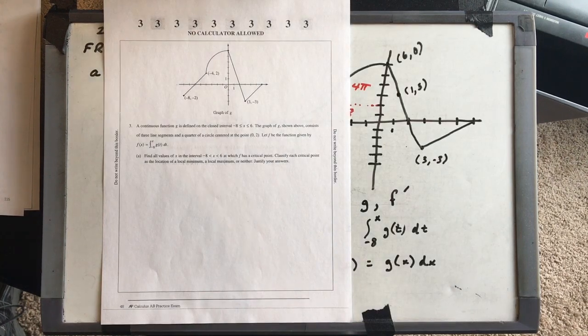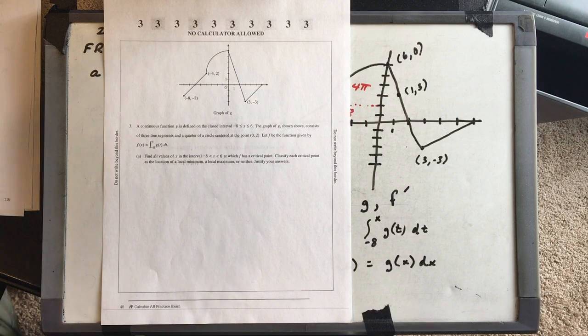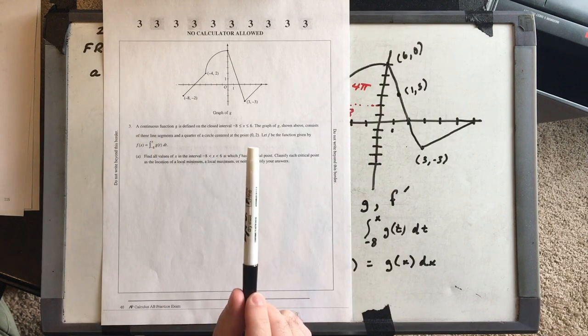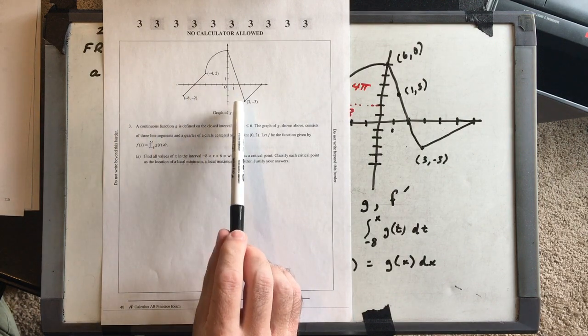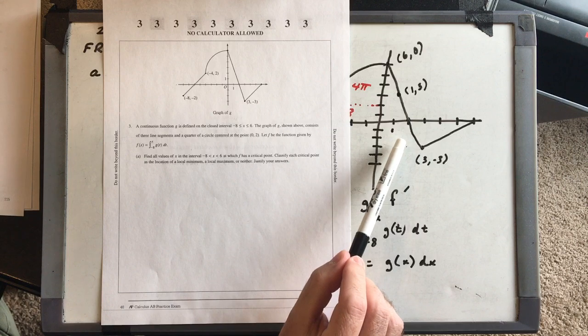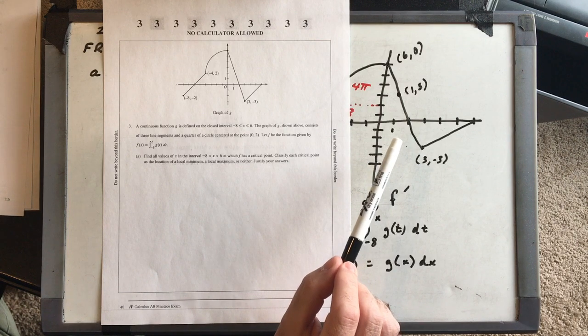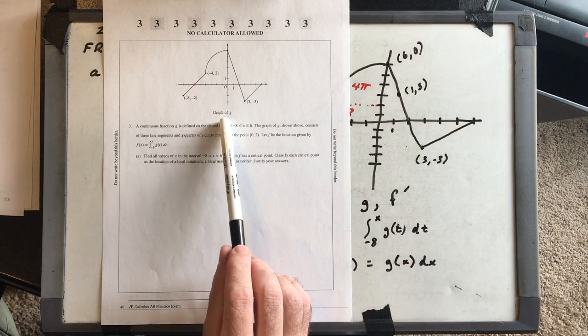All right, this video is going to cover the 2016 official AP Calculus AB practice exam. This is number 3, and number 3 refers to a graph. Now, I've gone ahead and drawn out a rough sketch of it on my whiteboard here that I'll refer to, but it's a graph of g.